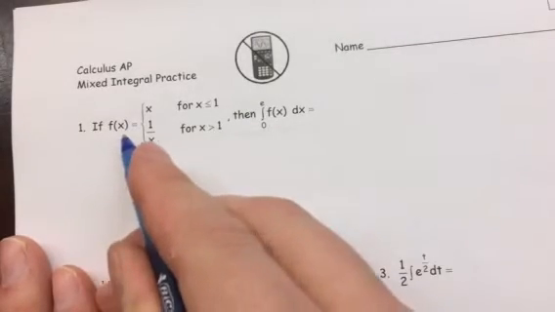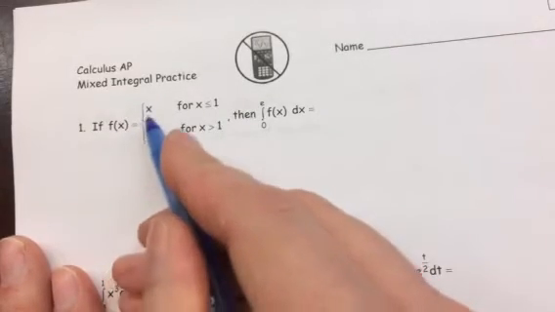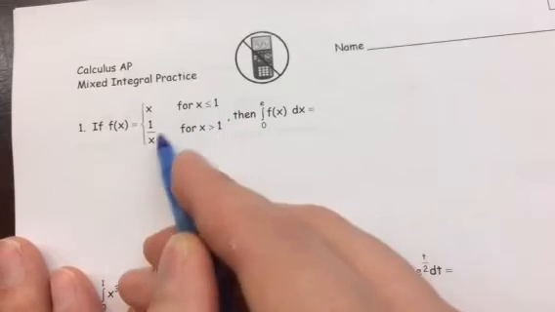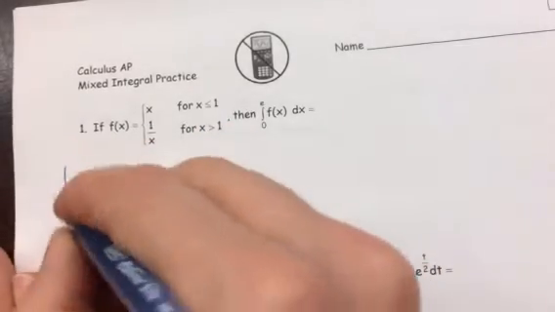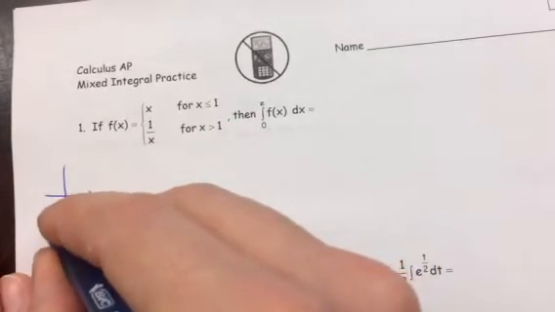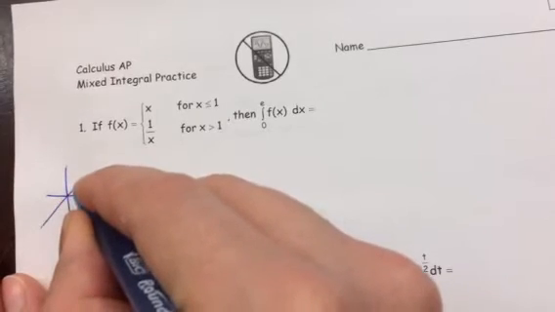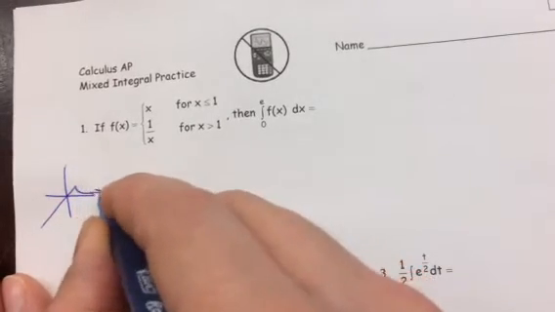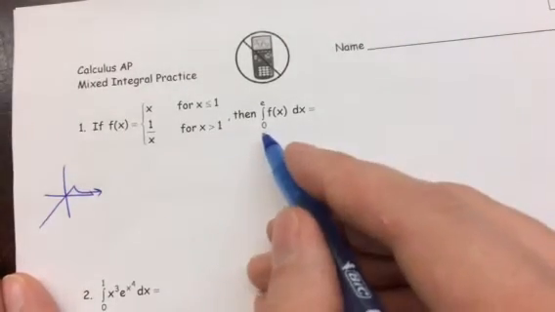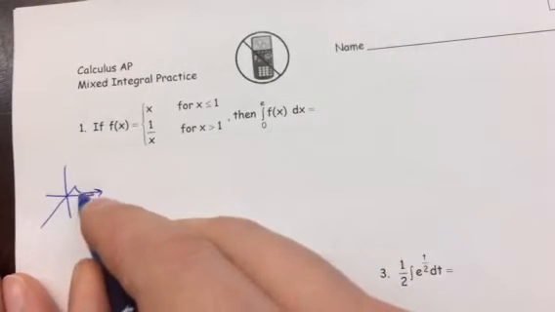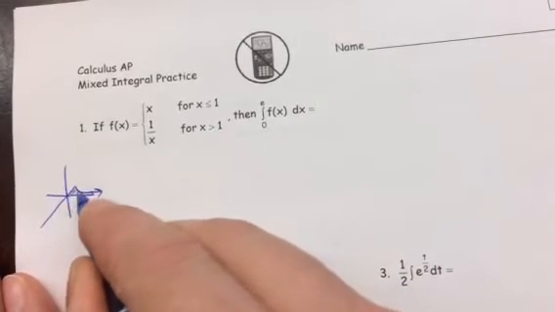This first one, we have a piecewise function. We have f of x is x when x is less than 1, and f of x is 1 over x when x is greater than 1. So it looks kind of like this, and then like this. Okay. And I want you to do the integral from 0 to e. So I want you to find this area here.